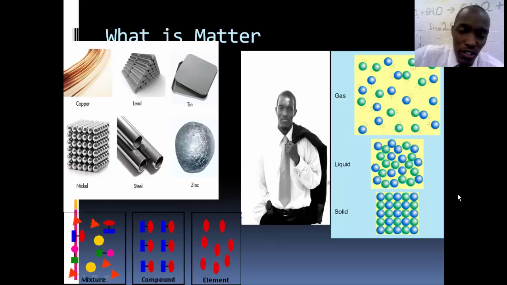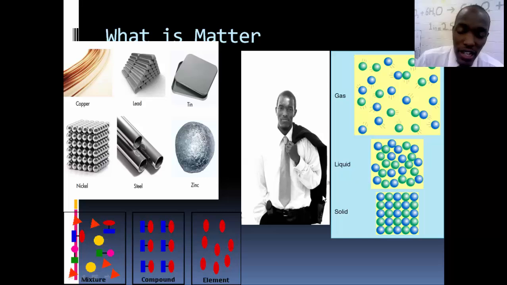All right, so let's see. What is matter? We have some pictures up here of some metallic objects like copper, lead, tin, nickel, steel, zinc. Remember from the periodic table, these are all elements found on the periodic table. Then we have gas, liquids, and solids. What could that have anything to do with matter? We have this guy right here, and we have mixtures, compounds, and elements. So what can any of this do with matter?